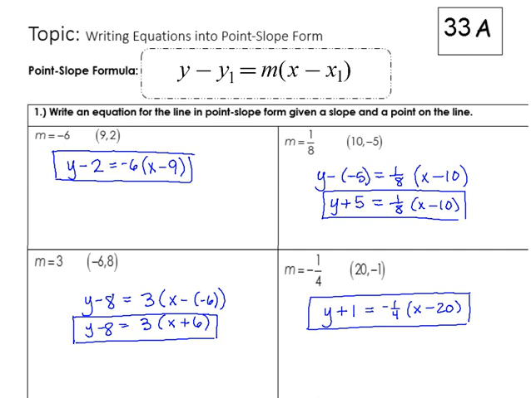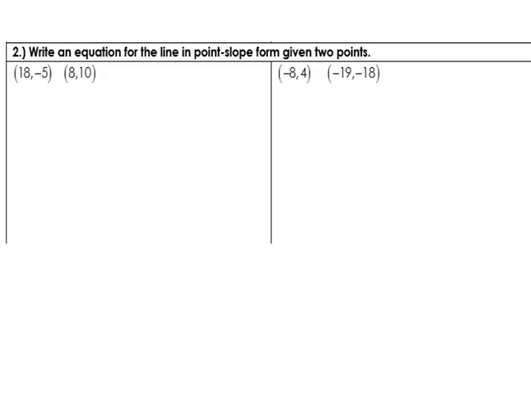In format number 2, take a look. We are still rewriting the equation of lines in point slope form, but if you notice, I did not give you the slope in any of these. I actually only gave you 2 ordered pairs. And as known in the past, we can always find the slope of a line as long as we know 2 ordered pairs. We're going to use our slope formula to begin.